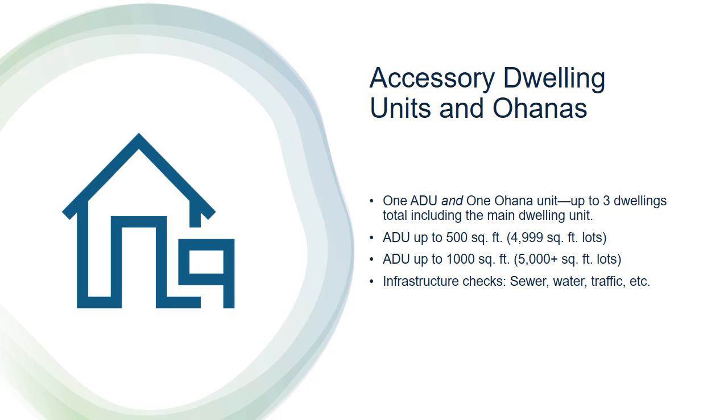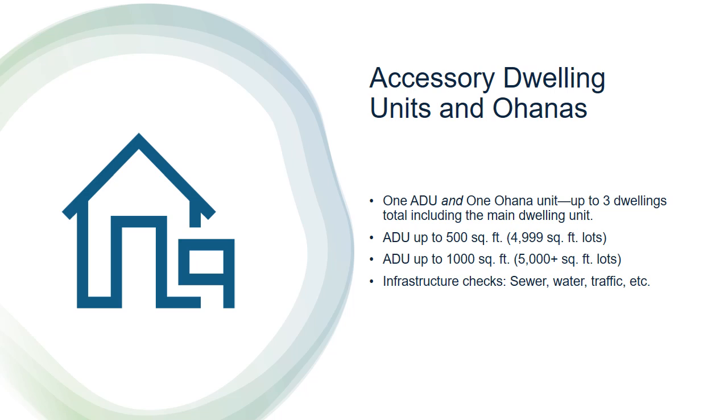As previously mentioned, ADUs and Ohana units both give landowners opportunities to increase the number of dwelling units on a property. This supports multi-generational living, provides rental income opportunities, preserves neighborhood character, and generates affordable housing opportunities. In addition to the primary house, homeowners can now have 1 ADU and 1 Ohana unit on the same lot, up to 3 dwellings total, including the main house.